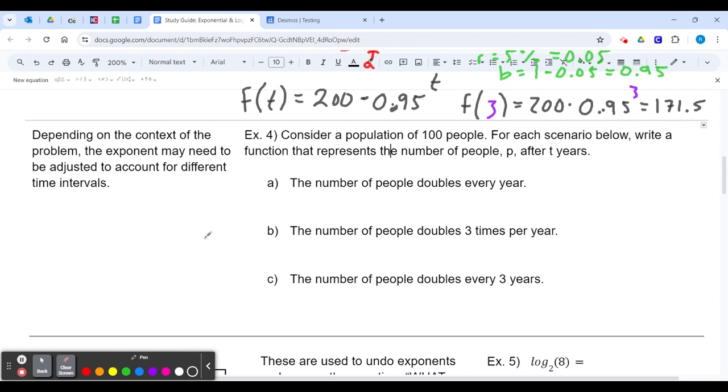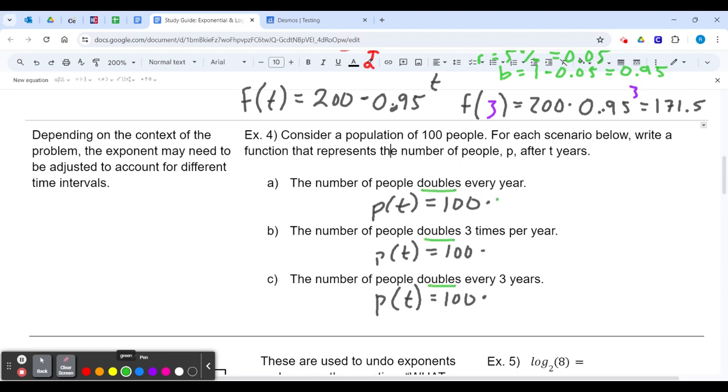So all 3 of these problems can start with P of t equals 100. Now, we're going to multiply all those initial amounts by a base. And in this case, that base is always going to be 2. It's doubling, it's doubling, it's doubling.